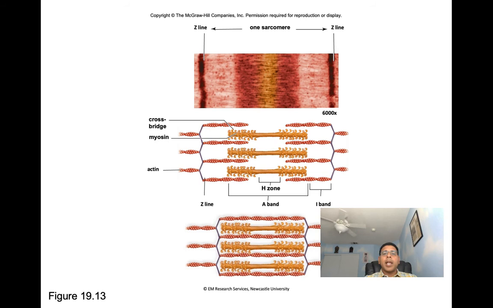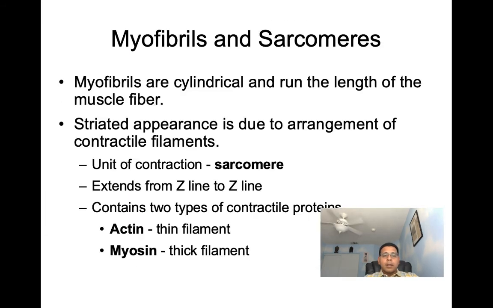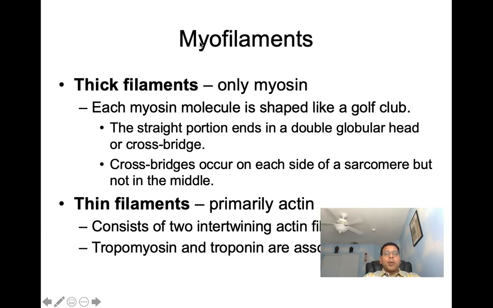The thick filaments contain protein myosin. Let's look at myosin and actin then in greater detail. So when we talk thick filaments, they only contain myosin. Each myosin molecule is going to be shaped like a golf club. And then the straight portion ends in a double globular head, or a cross bridge, we can say. And then cross bridges are going to occur on each side of the sarcomere, but not in the middle. And the cross bridge is taking place when these thick filaments attach to the thin filaments.